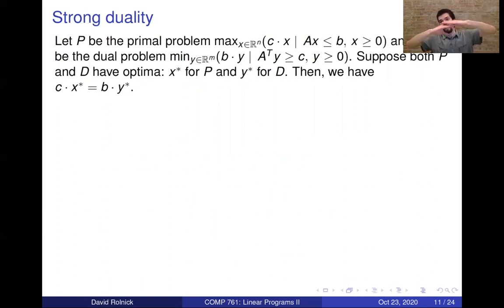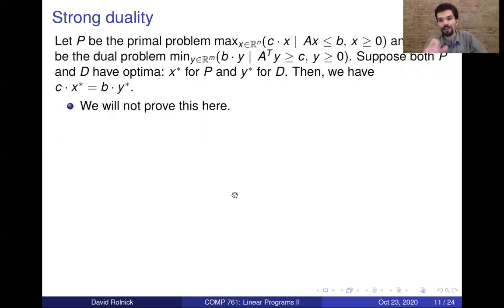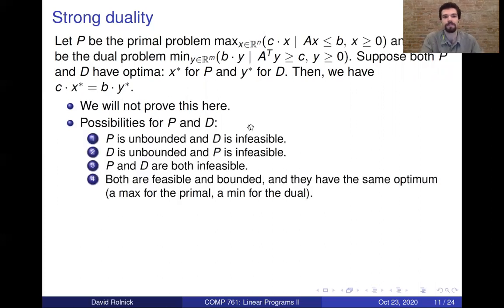Every feasible point for the primal is below here, every feasible point for the dual is above here. And they come together at exactly the right point. Unfortunately, it's too long and complicated to prove here, but you can go into a proof. It's not so bad, but just not time during class.